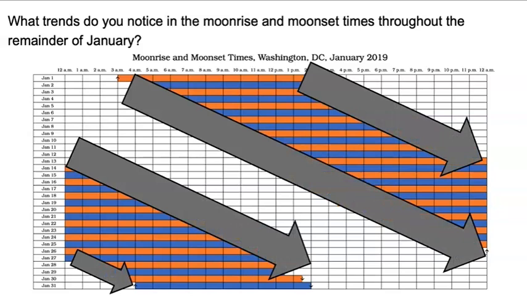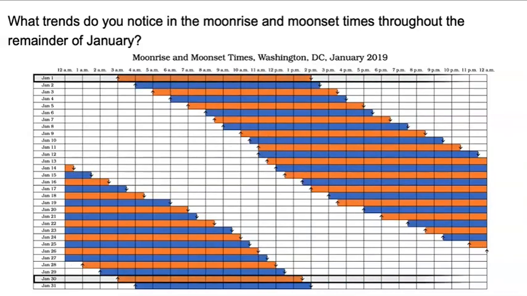Wow! And hey, the moonrise times are the same on January 1st and January 30th. The moonrise on January 1st was around 3 a.m. That moonrise time repeats on January 30th, which is 29 days later. Do you notice that too? What else do you notice? Let's look more closely.